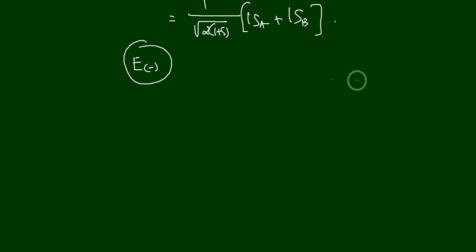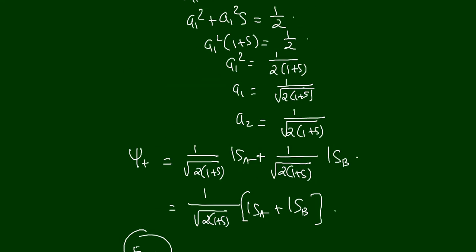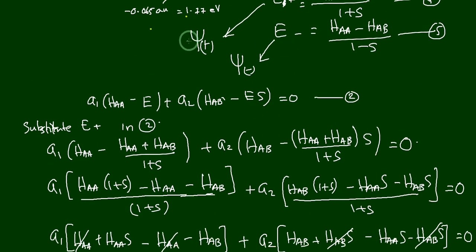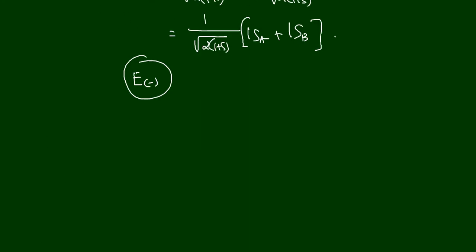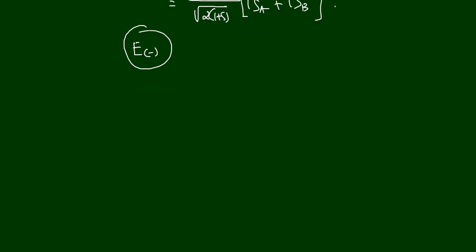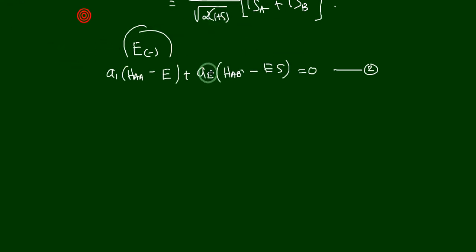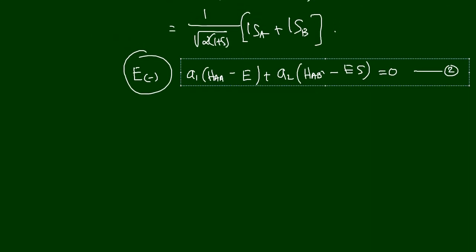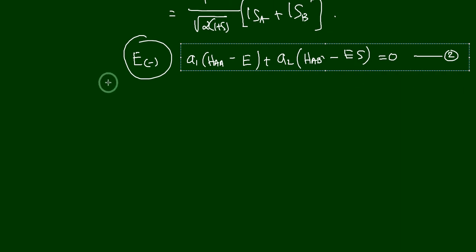So let us substitute the value of E minus in our equation, this equation number 2. Again, I will put that equation number 2 down. I will take this equation and put it here. In this equation we will substitute for E minus, and E minus is HAA minus HAB divided by 1 minus S. So let us substitute for E minus here.